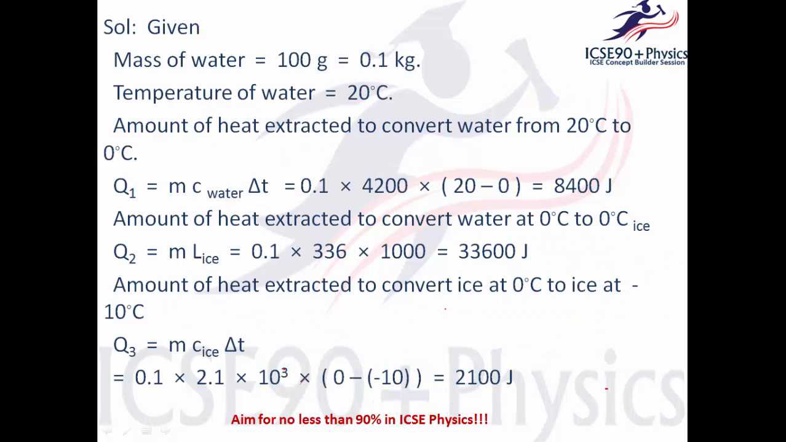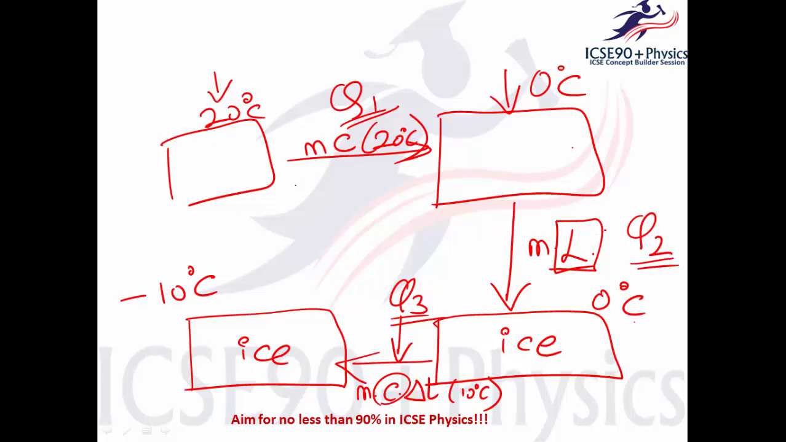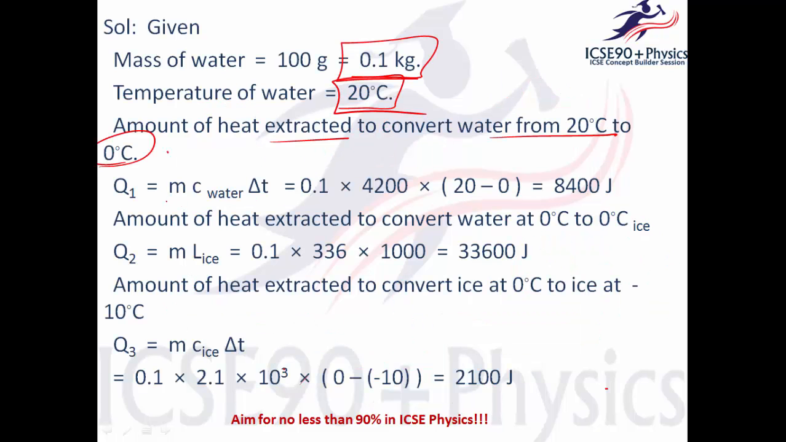So let us club our given data. Mass of water is 0.1 kgs. Temperature of water is 20 degrees Celsius. Amount of heat extracted to convert water from 20 degrees Celsius to water at 0 degrees Celsius we have seen is mc into delta T, right? So Q1 is equal to mc delta T for water, which is nothing but 8400 joules, T being 20 degrees Celsius.